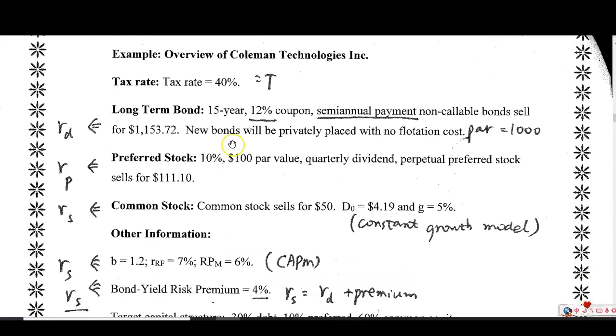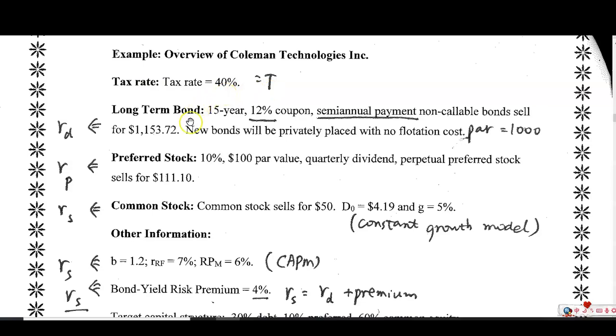Example: overview of Coleman Technologies Incorporation. Here we're going to be provided some financial ratios for this firm, and we're going to calculate WACC for this firm based on the ratios. Of course, we're going to calculate the three component costs first, and then take the weighted average as the WACC. First, we know the tax rate is 40%, so T is 40%.